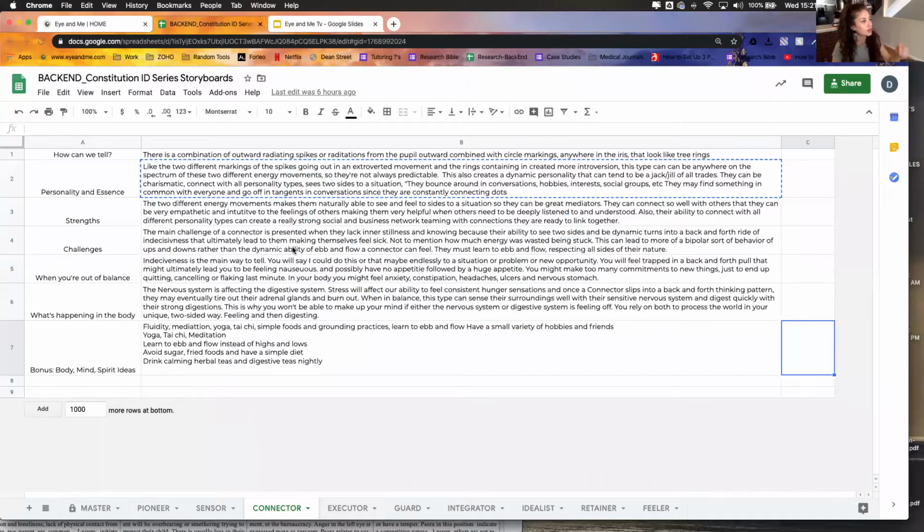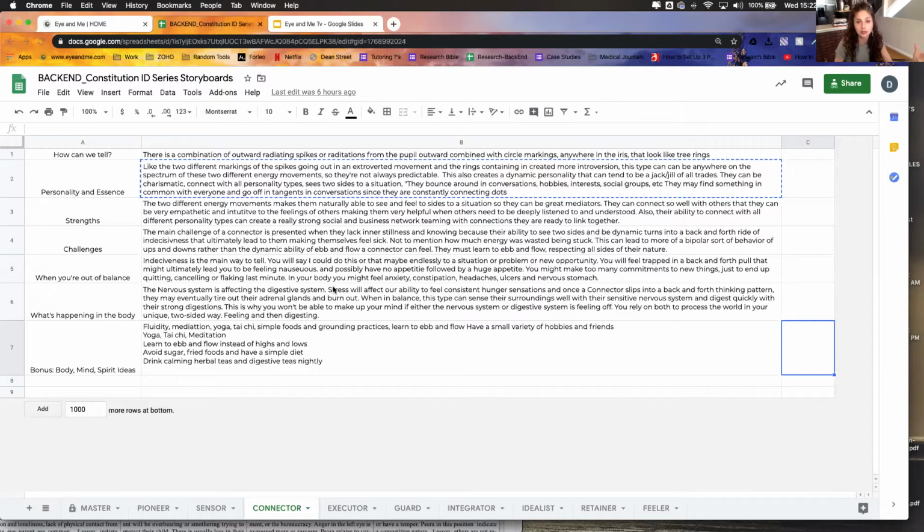It says, like the two different markings of the spikes going out in an introverted, extroverted movement and the rings containing, creating more introversion, this type can be anywhere on the spectrum of these two different energy movements, so they're not always predictable. We talked about that. This also creates a dynamic personality that can tend to be a Jack or Jill of all trades. They can be charismatic, connect with all personality types, and see two sides to a situation. They can bounce around in conversations, hobbies, interests, social groups, etc. They might be able to find something in common with everyone and go off on tangents in conversations since they're constantly connecting dots.